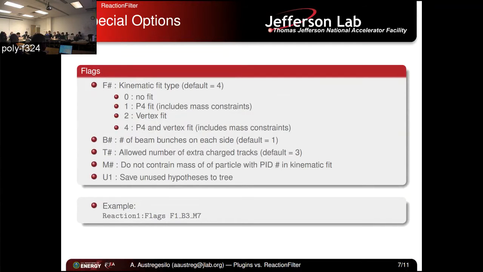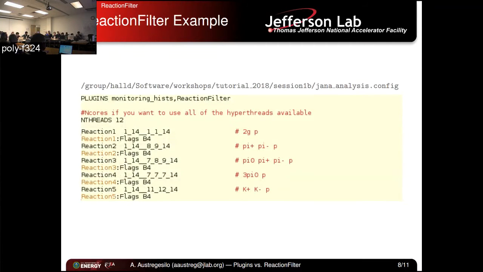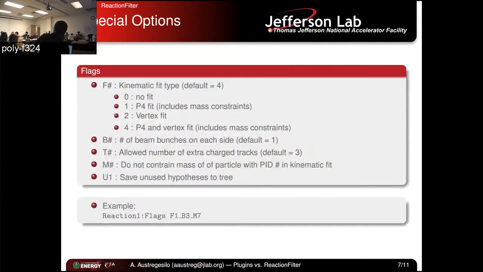Then you can not constrain the mass of a particle in a kinematic fit with a capital M, and then also this unused hypothesis. Save additional information to the tree. And also the flags are put in the config file just like this. So reaction 1 flags, and then the different flags with underscores in between. And also those are only relevant for the reaction with the number reaction 1. Can you expand briefly on what U1 means, save unused hypotheses? What does that mean? Yeah, this is really something for experts. Justin will say something about it. Okay, great. Then I'll refer you to Justin.